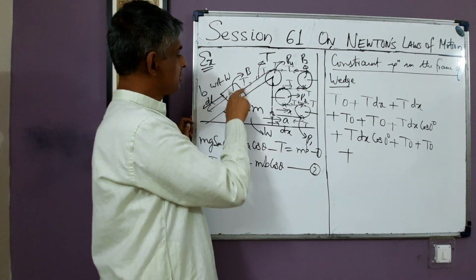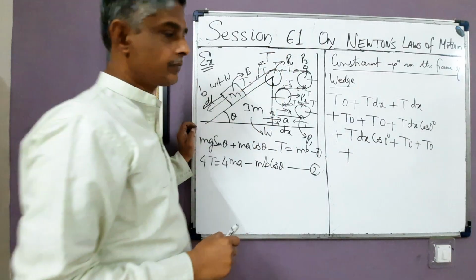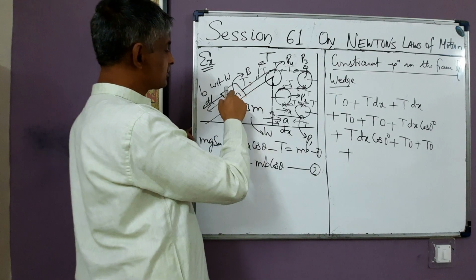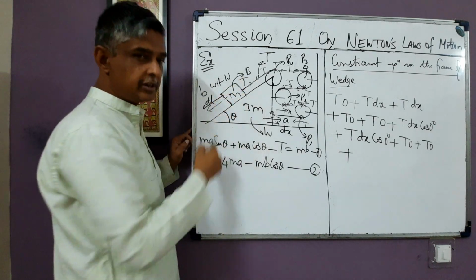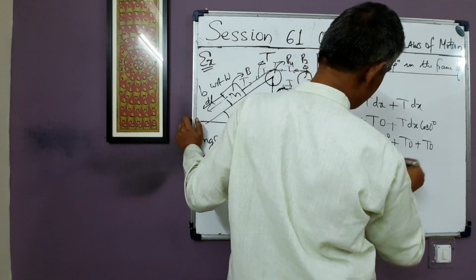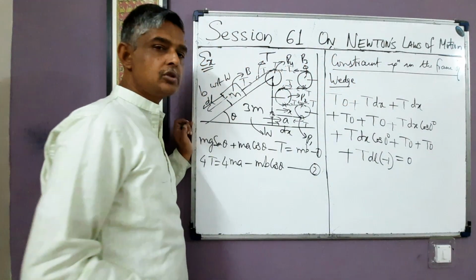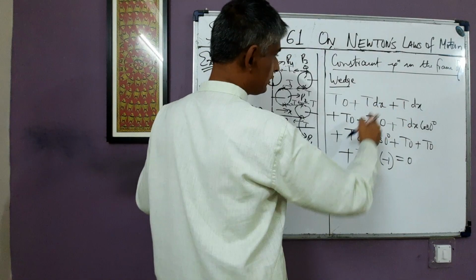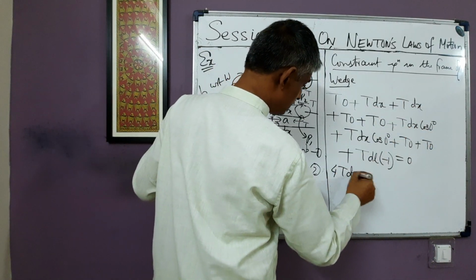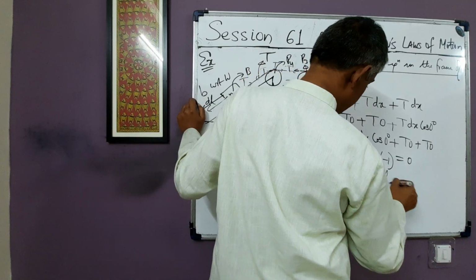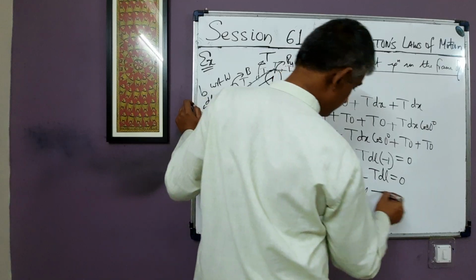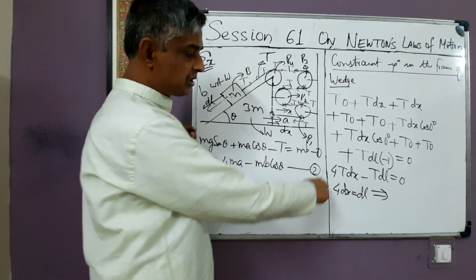Now on this block, the string exerts a force T up the incline, and this block gets displaced by dl with respect to the wedge. The work done by the string on this block with respect to the wedge becomes T dot dl, so T dl cos 180 degree, which is simply minus 1. Now they all add up to 0. Now what do we get here? T dx cos 0 is 1. So 4T dx minus T dl equals 0. So 4 dx is equal to dl. Okay. This is the constraint relation for displacement.